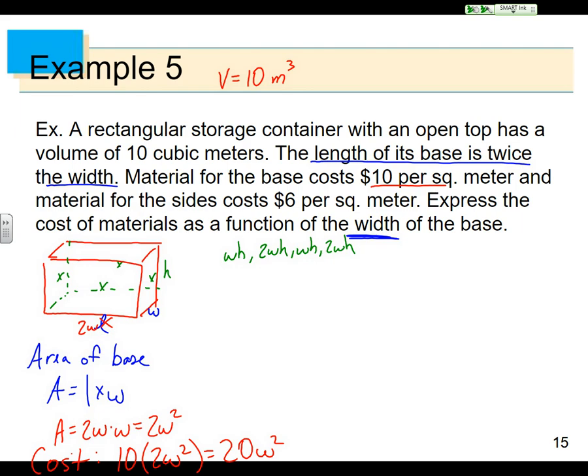So what happens is I have 2w by h's. By the time I add all these up, I have a wh, two whs, three whs, that's 5. All in all, that's going to be 6. One way or the other, I have 6 whs. And that's going to be the area of the sides of this storage container.